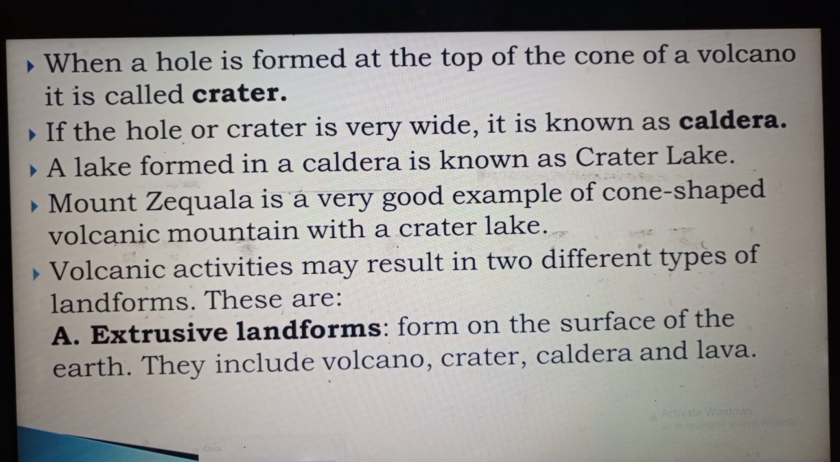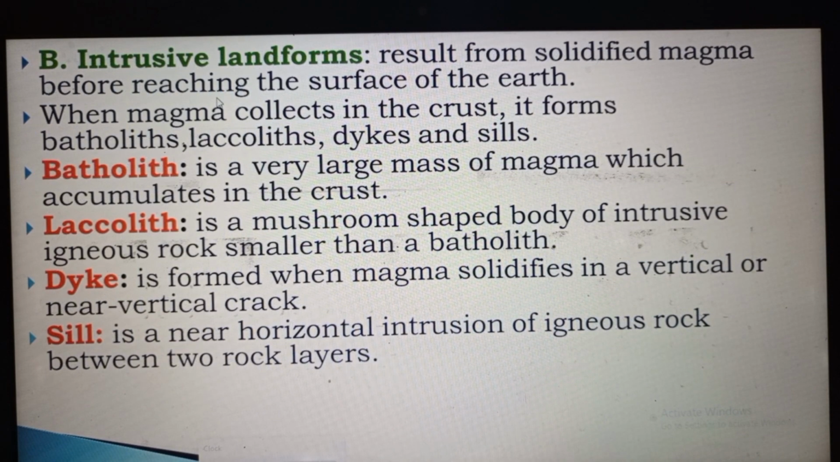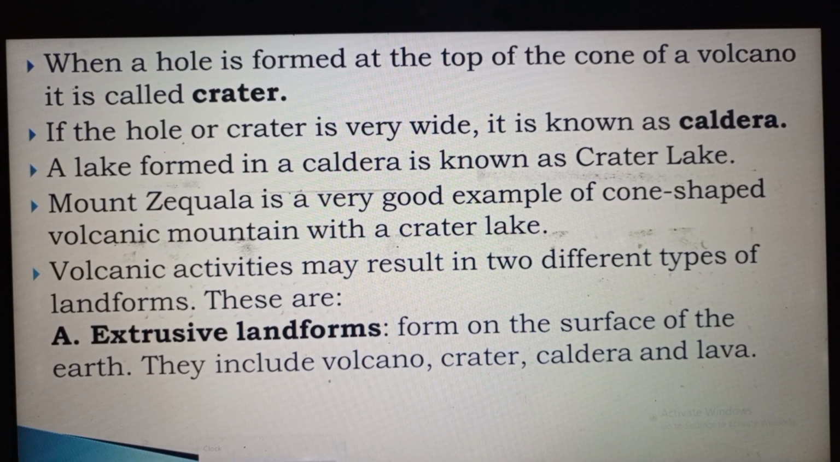When a hole is formed on the top of the cone of a volcano, so a volcano can create a cone-shaped landform, and when the hole is formed on the volcano cone, it is known as a crater. So crater is a volcano shape.